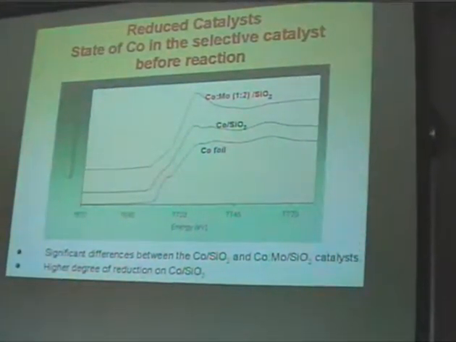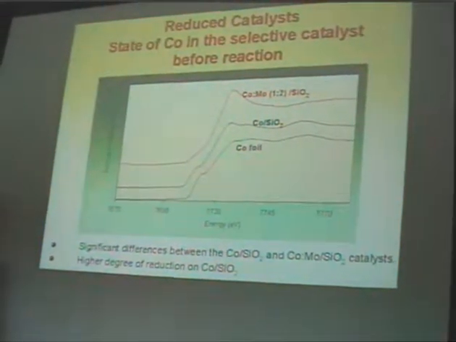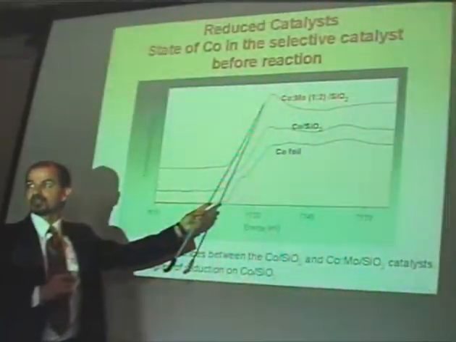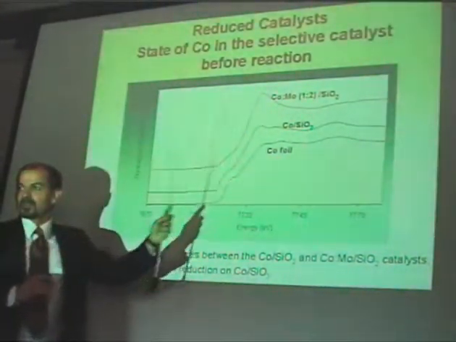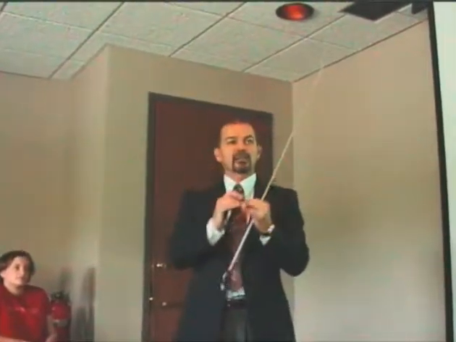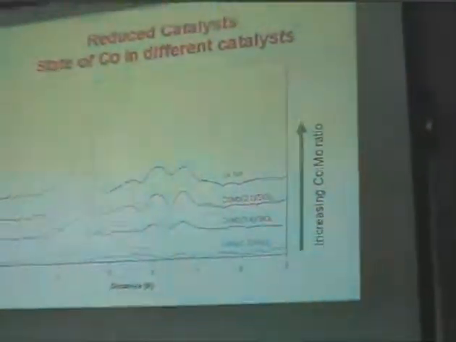However, if cobalt is in contact with moly, that cobalt molybdate is more difficult to reduce. So a large fraction of cobalt resists reduction at 500 degrees. So just before the reaction, what we have is a catalyst in which molybdenum is partially reduced, but cobalt is still partially reduced. We don't have metallic cobalt if we have the selective catalyst.